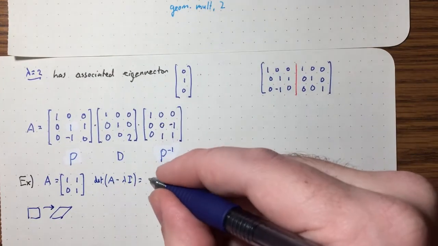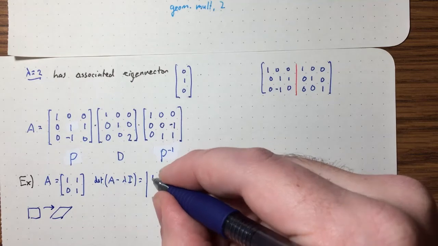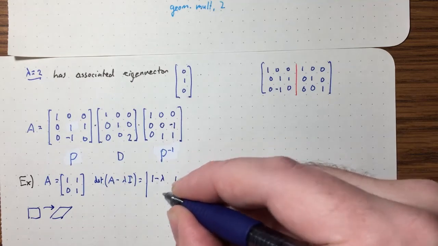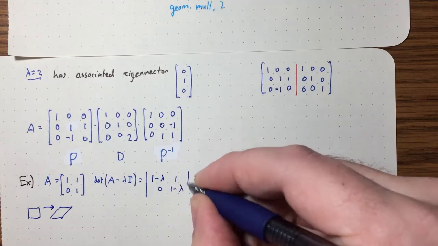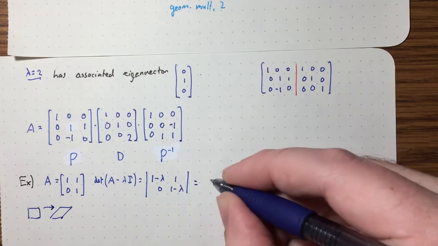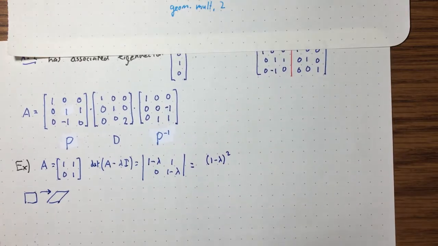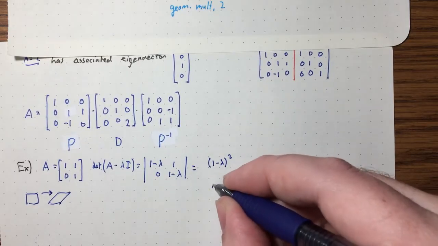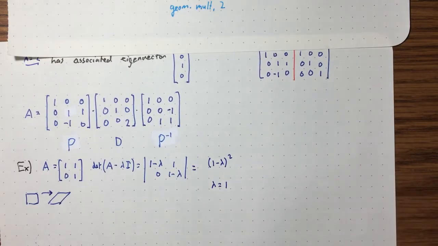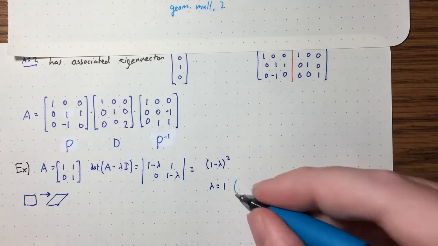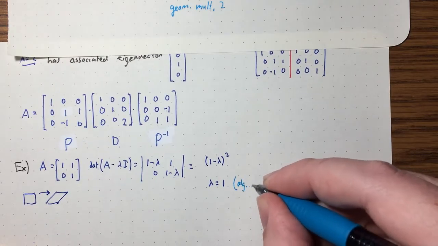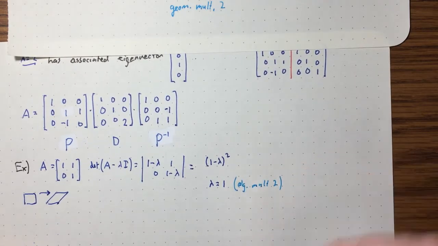But yeah, what's this determinant? It's the determinant of 1 minus lambda, 1, 0, 1 minus lambda. And that is (1 minus lambda) squared. That's all, right? So this has a root lambda equals 1. And what would you say about that root? It has algebraic multiplicity 2, right?